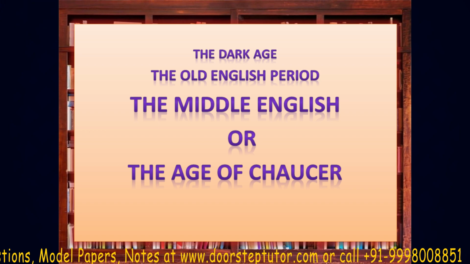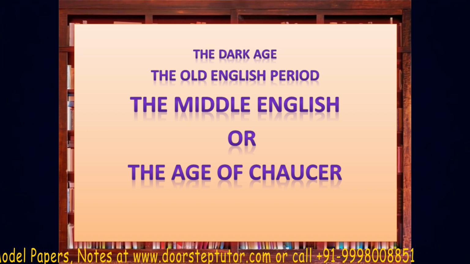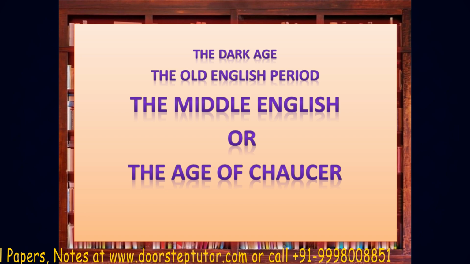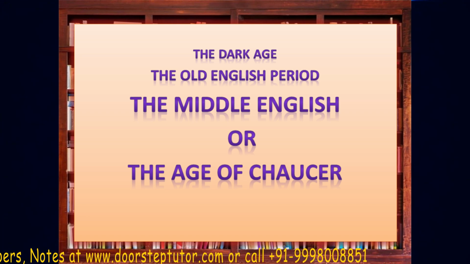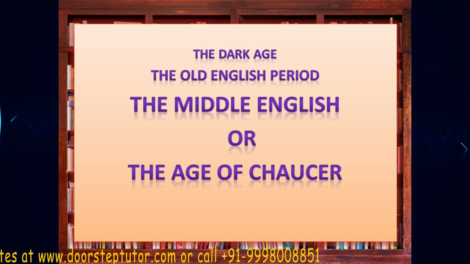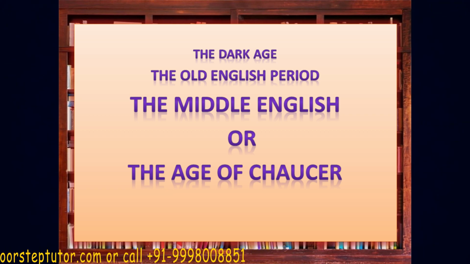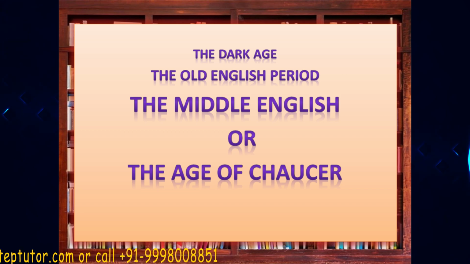The next phase is the age of Chaucer. The age of Chaucer is from 1340 to 1400. This 60-year period is denoted as the age of Chaucer. It is also called a period of transition. Transition means a sudden change. There was a sudden change in the political, social, and religious spheres of England.